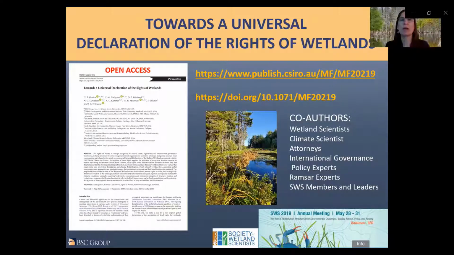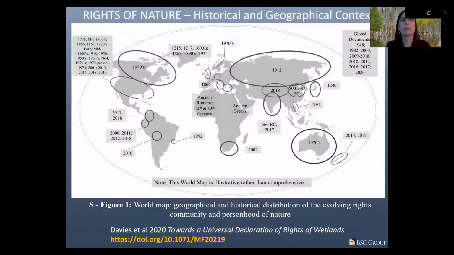Following the Baltimore meeting, the group drafted a universal declaration of the rights of wetlands and wrote the recently published open access article titled Towards a Universal Declaration of the Rights of Wetlands, as shown on the slide. As of May 28, 2021, this paper is listed as the second most read paper published in the Marine and Freshwater Research Journal based on number of downloads in the past 60 days from papers published on the CSIRO Publishing website within the last 12 months. So it would seem that many people are interested in learning about this approach.